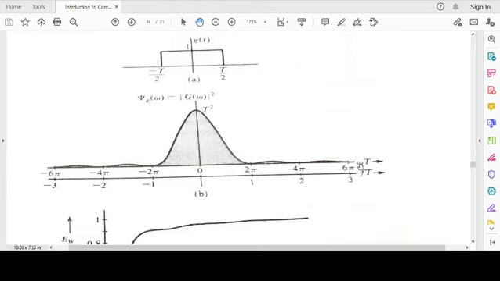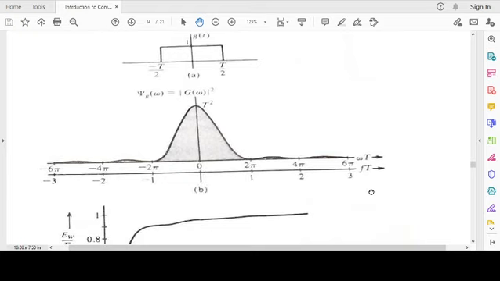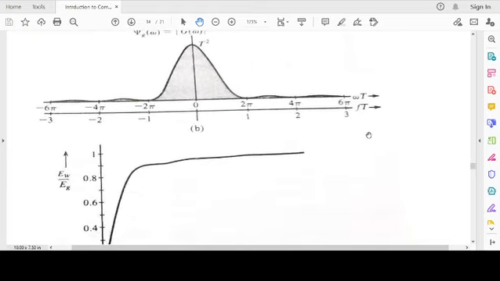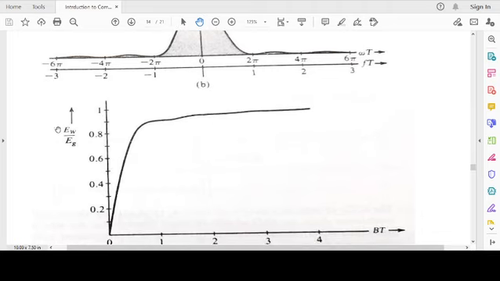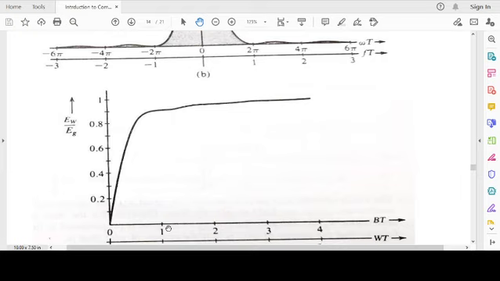So the sinc function, the one that we had discussed: energy within the band over total energy content. If we plot with respect to BT, when BT is equal to 1, that means the bandwidth is 1 over T. You see, if you go straight here, it is just crossing 0.9, 90%. A larger value of BT means you slowly have larger energy content.